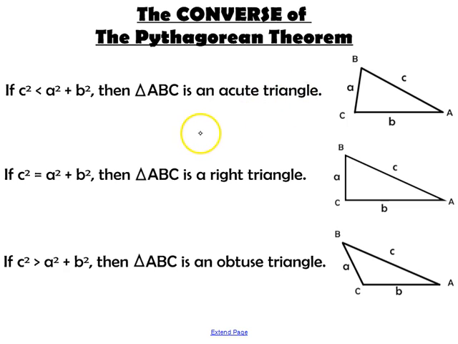Next, we want to talk about the converse of the Pythagorean theorem. In the converse, you're going to be given 3 side lengths of a triangle, and you need to determine whether it's an acute triangle, a right triangle, or an obtuse triangle.